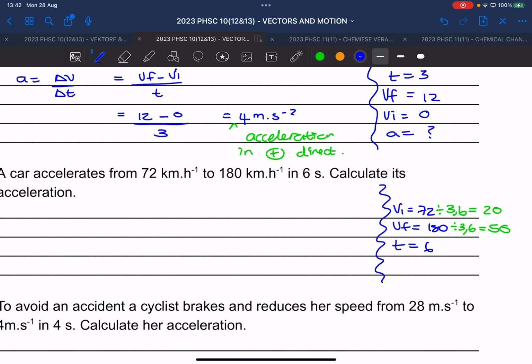Okay. So, acceleration is final velocity minus initial velocity over time. The final velocity is 50. Initial is 20. The time is 6. And can you do it in your head? Good. What is it? 5.